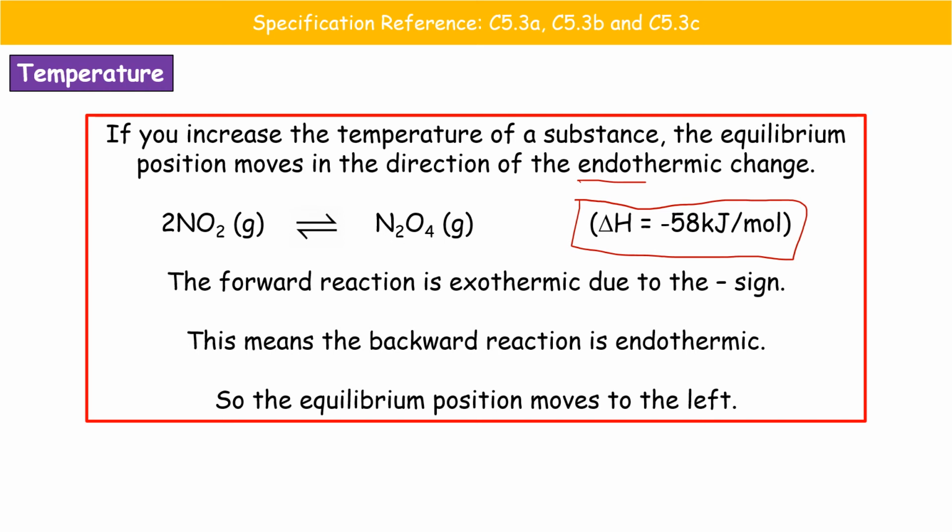In this case, we can see there is a negative sign in front of the 58. So we know that negative, I hope, is an exothermic reaction. So our forward reaction is exothermic in this case. So if we increase the temperature, the equilibrium position is going to move to the left, because that's the direction of the endothermic change. So what we see here is, if they've given you delta H and it's negative, then increasing temperature moves it to the left, because that would be the endothermic reaction.